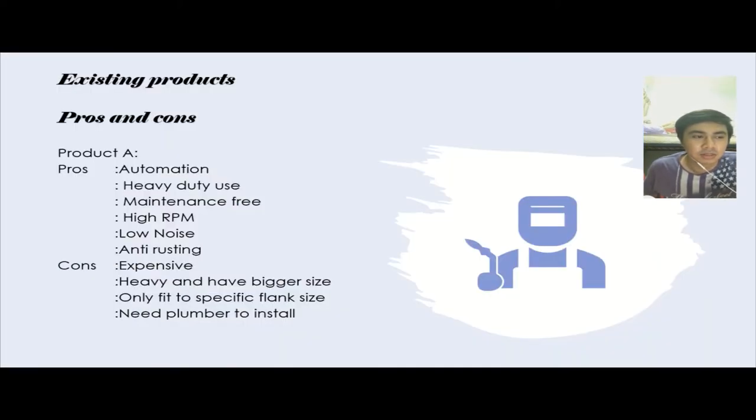Next is about pros and cons. For the pros of product A, the first one is automation, heavy duty use, maintenance free, high RPM, low noise, and anti-rusting. And the cons of this product are that it is expensive, heavy, has a bigger size, only fits a specific flange size, and needs a plumber to install.